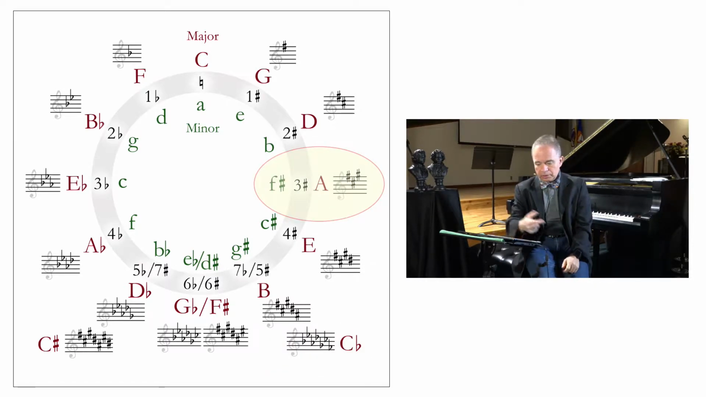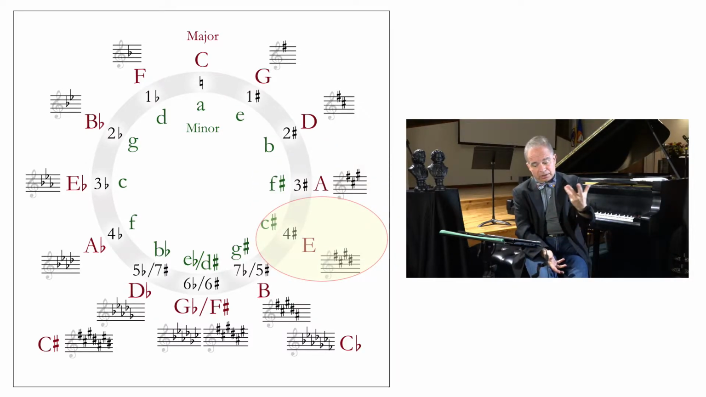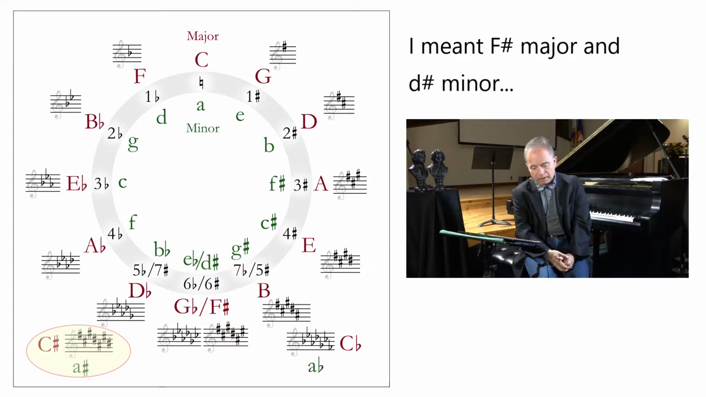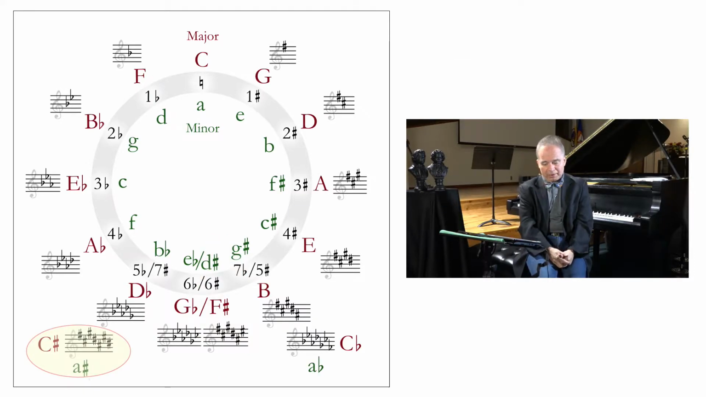Now we can go up to the ones with sharps that we didn't talk about last time. A major and F sharp minor. Why F sharp? Because A to F sharp is a minor third. 3 sharps in the key signature. After that, we have E major and C sharp minor, with 4 sharps in the key signature. And then B major and G sharp minor with 5. And F sharp major and D sharp minor with 6. And finally, we have C sharp major and A sharp minor with 7.